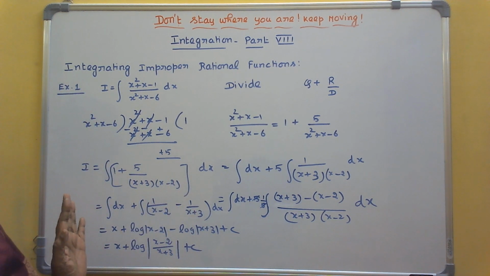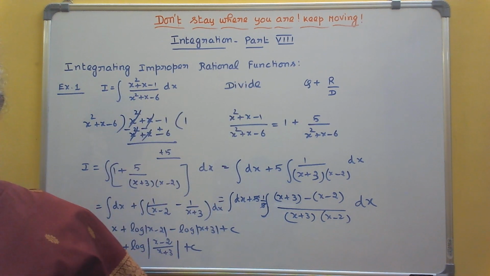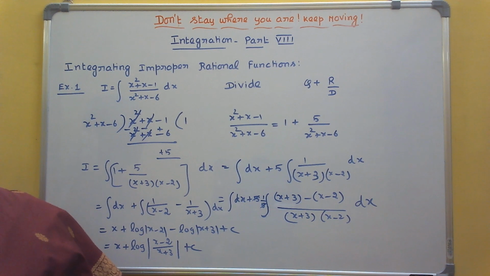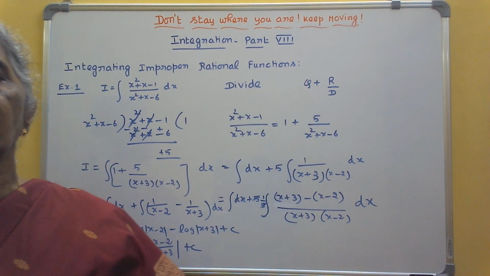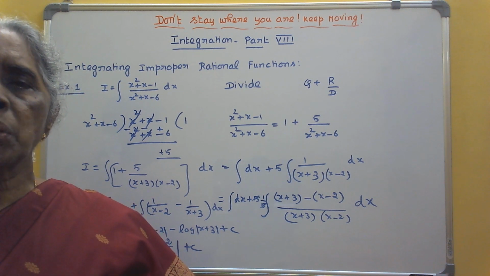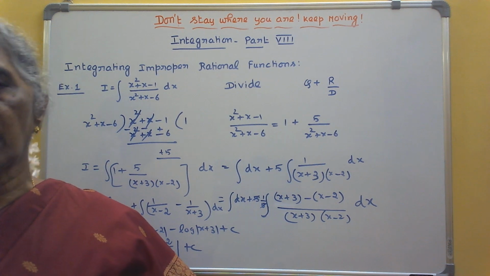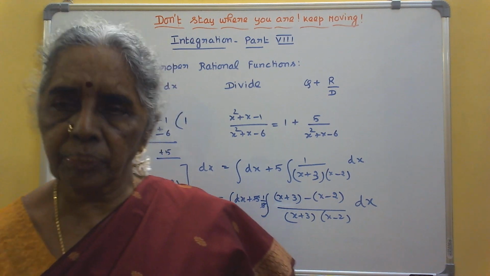Is it not simple? So here what is the first step? You should remember. Divide. Do the normal division. Then express the integrand as quotient plus remainder by divisor. Here always remember the remainder should be at least 1 degree less than the divisor. After that, you will get it as a partial fraction and then you have to proceed in the normal way which you already know. Is this sum clear to you?